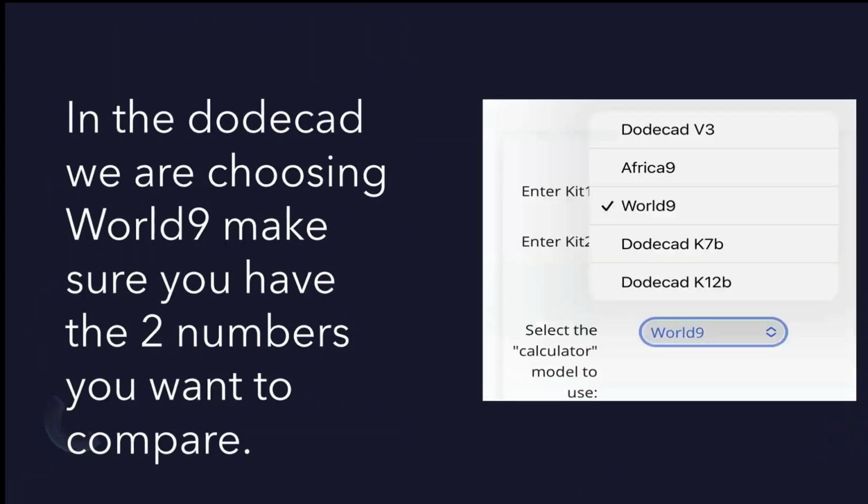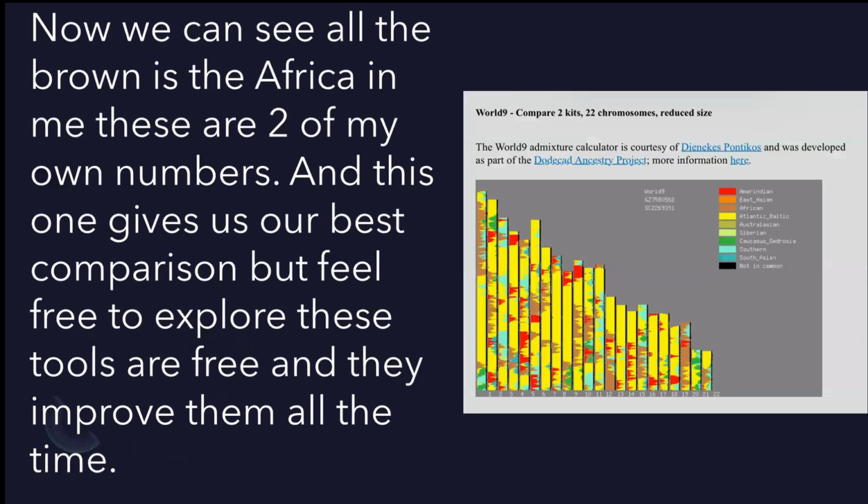Okay. So in the DecoCAD, we're choosing World 9 to make sure we have the 2 numbers that you want to compare. So I have a little scrap pad that I write. It's got every number that I encounter that I have to compare with. So in World 9, this is a comparison between two of my numbers.